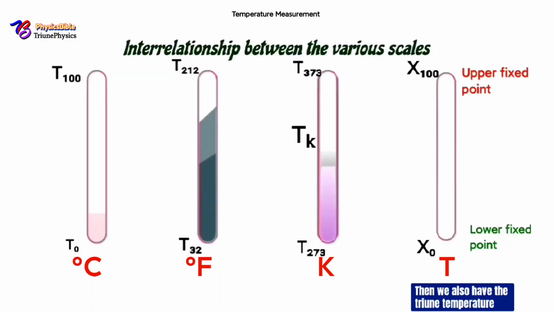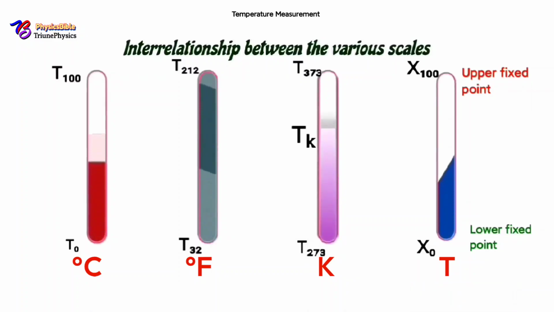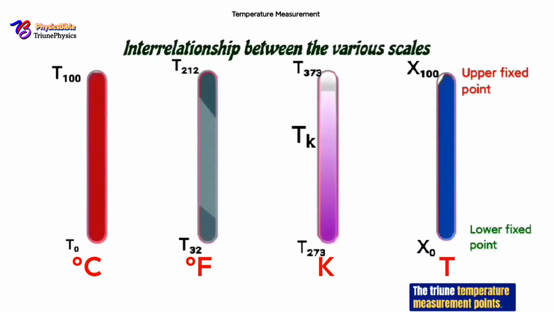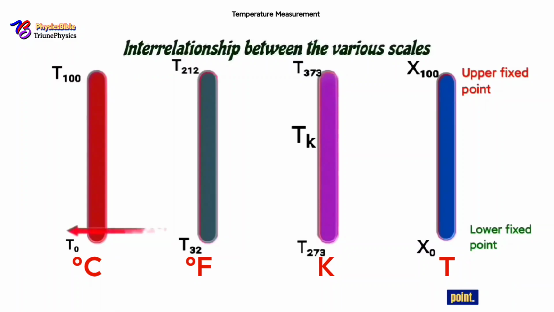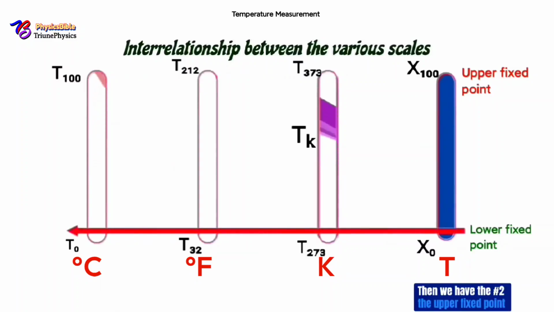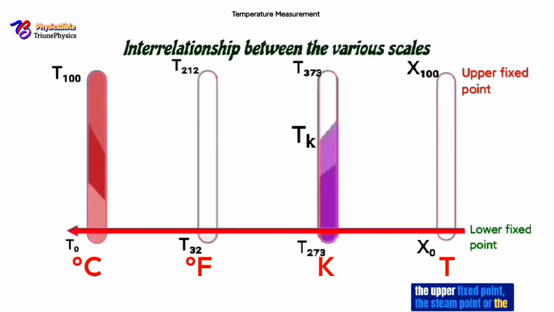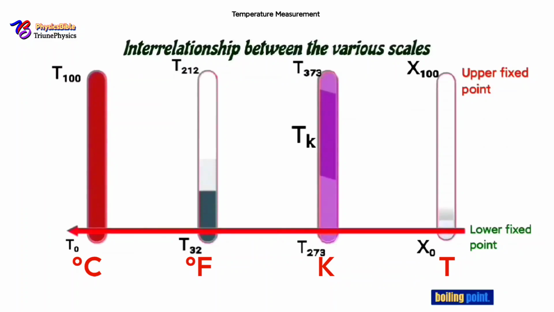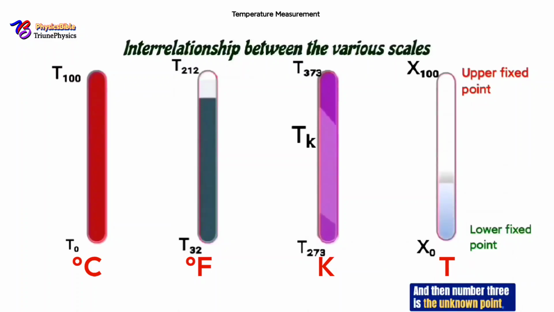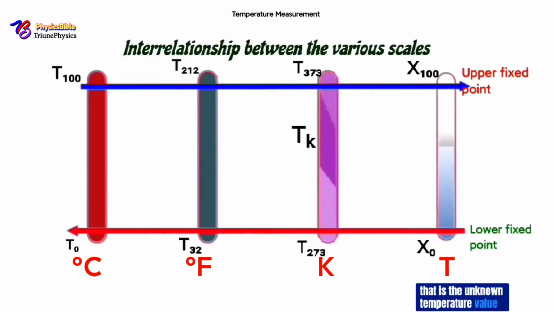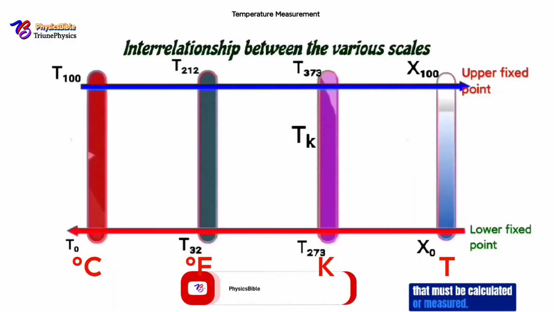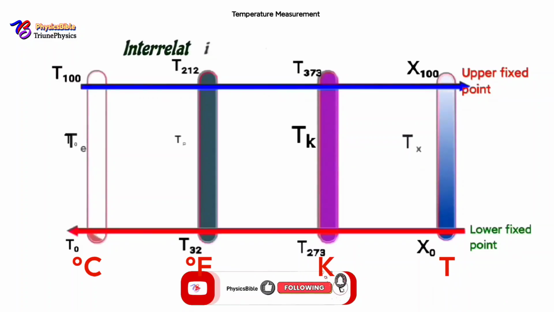Then we also have the triune temperature measurement points. We have number 1, the lower fixed point, which is T of 0, which is also the ice point or the melting point. Then number 2, the upper fixed point, which is T of 100, the steam point or the boiling point. And then number 3 is the unknown point. That is the unknown temperature value that must be calculated or measured. It is known as T of X.